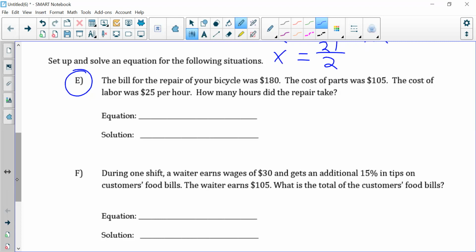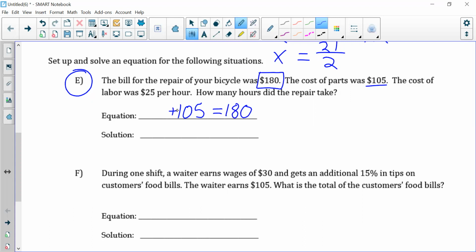All right, so let's analyze some things. It says the bill for repair of your bicycle was $180. That is our total. All right, so working on our equation, we know that our total is going to equal 180. All right, the cost of parts was $105. That doesn't vary. Regardless of how many hours they spent repairing my bike, the cost of parts was $105. So we know we're going to start with 105, right? Whatever our hours is plus $105.